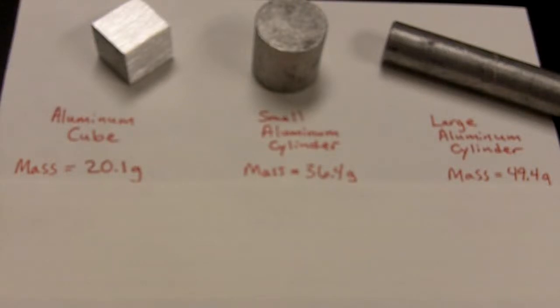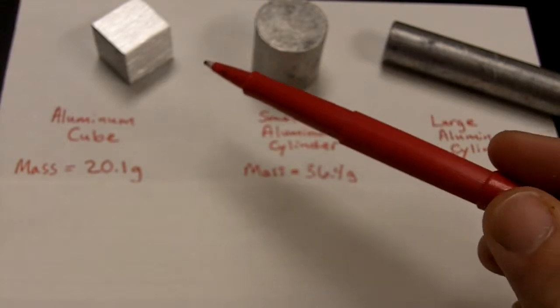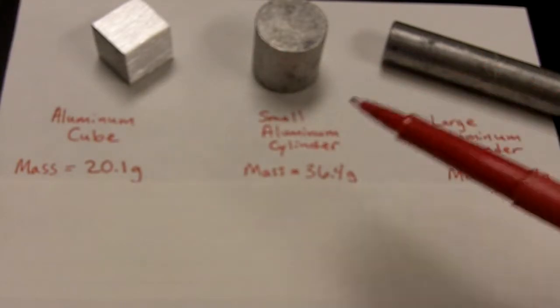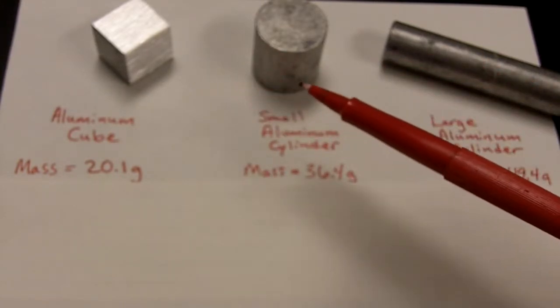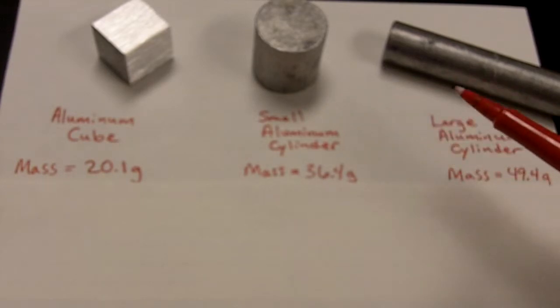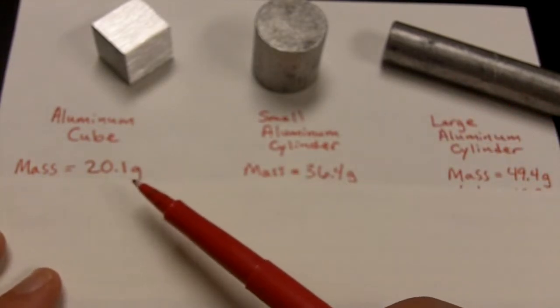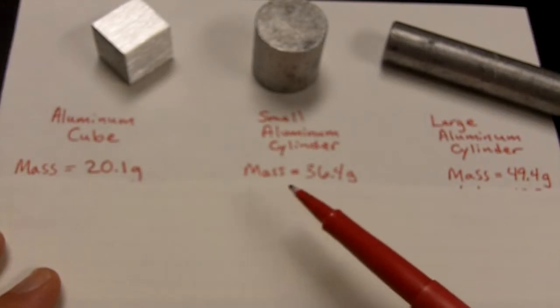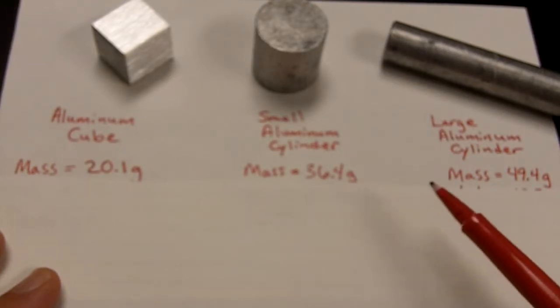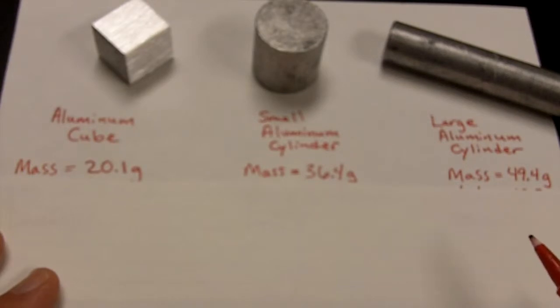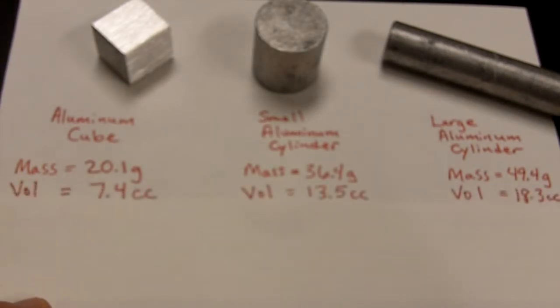Okay, to really drive home our understanding of density, we're going to get the density of three aluminum objects. We've got a small cube here, a small cylinder, and a larger cylinder. And you can see that they have different masses. This one's just about 20, this one's a little bit over 36, and this one's a little over 49. It's definitely three different masses.